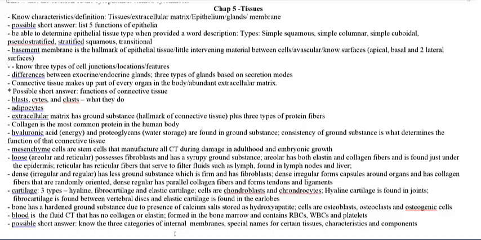As far as locations are concerned, mucous membranes are only found surrounding tubes that open to the outside. Whereas serous membranes are only found lining areas or cavities that do not open to the outside, and synovial membranes line joints. So yes, you should know locations as well.